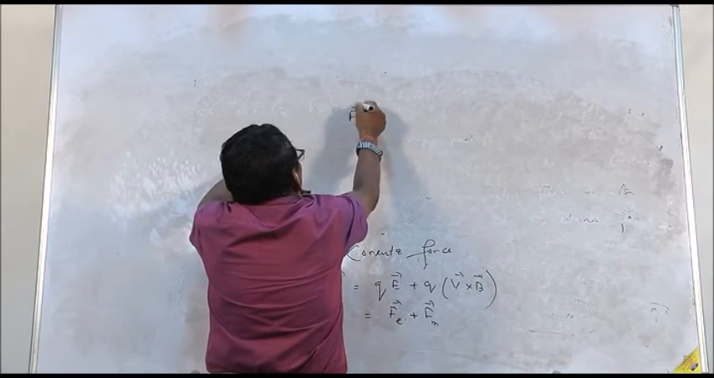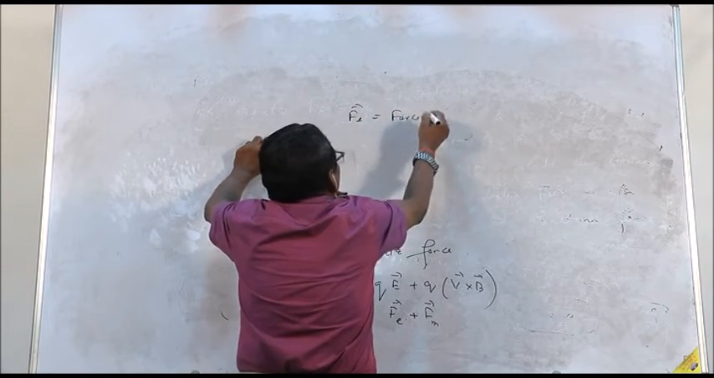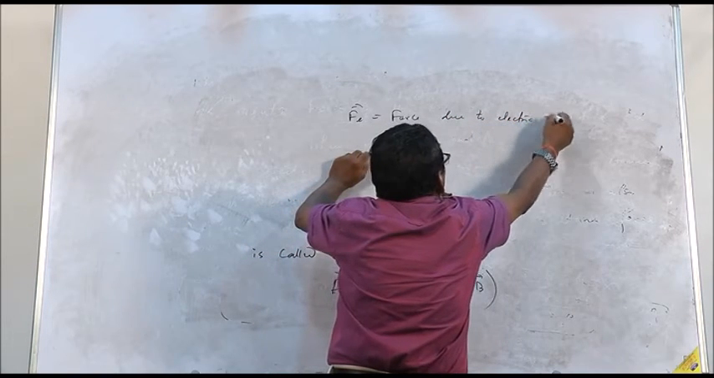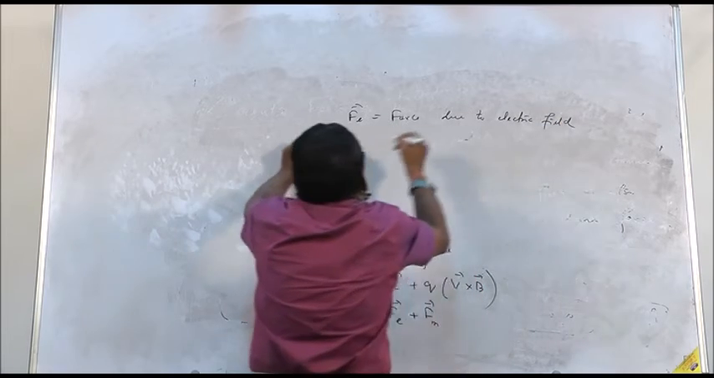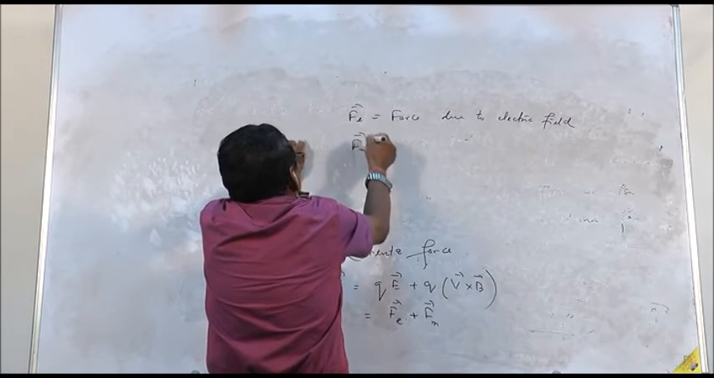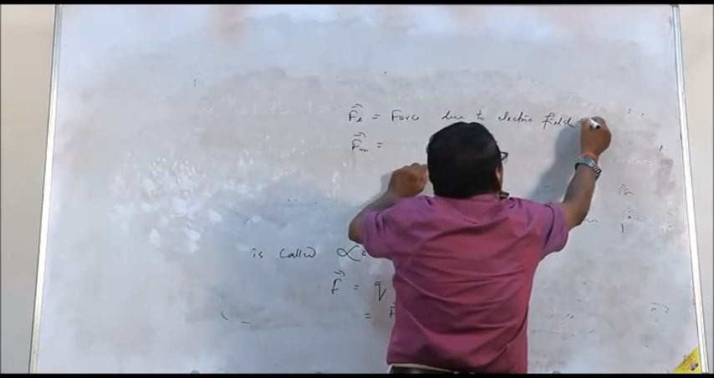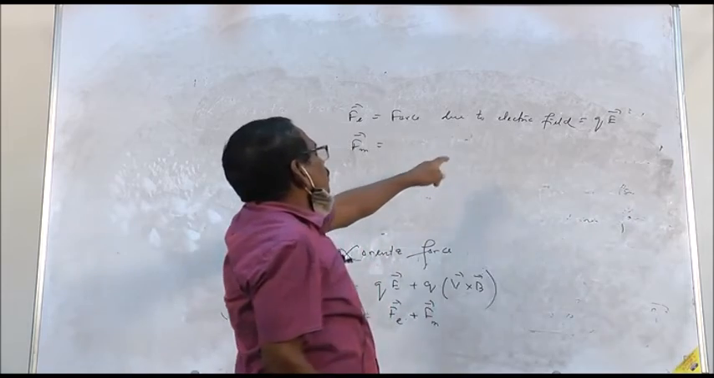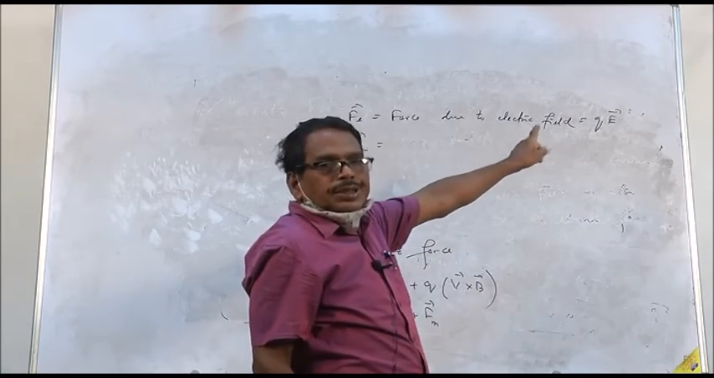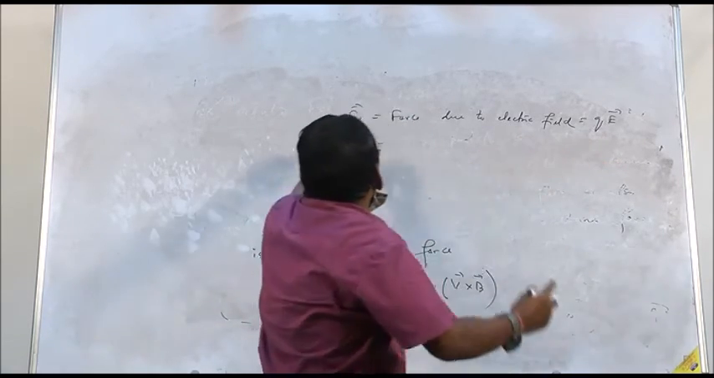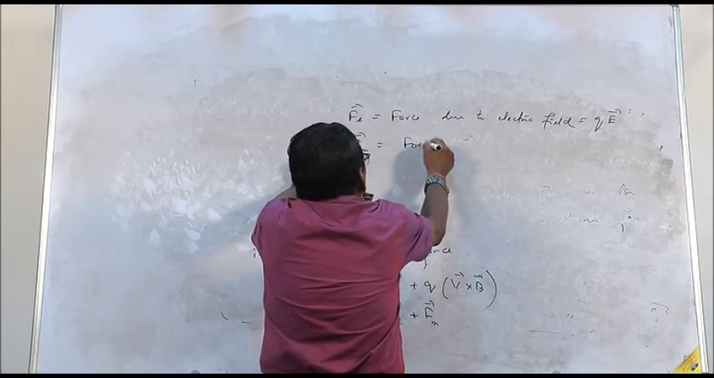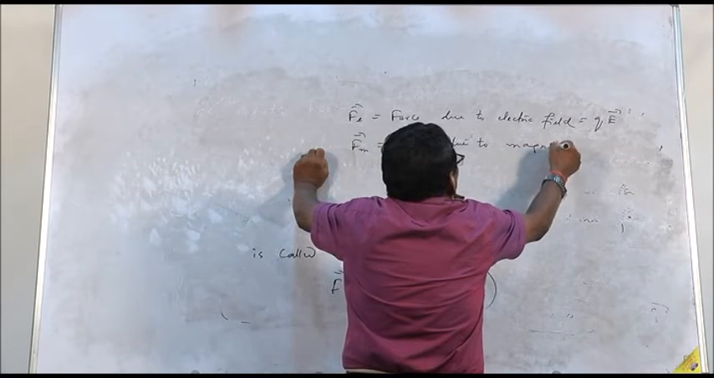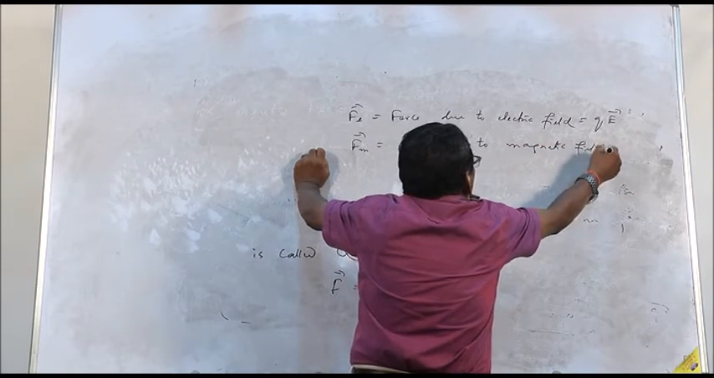Fe is force due to electric field, that is equal to QE. QE is force due to electric field, where Q is the charge and E is the electric field strength. Fm is force due to magnetic field, that is equal to what?